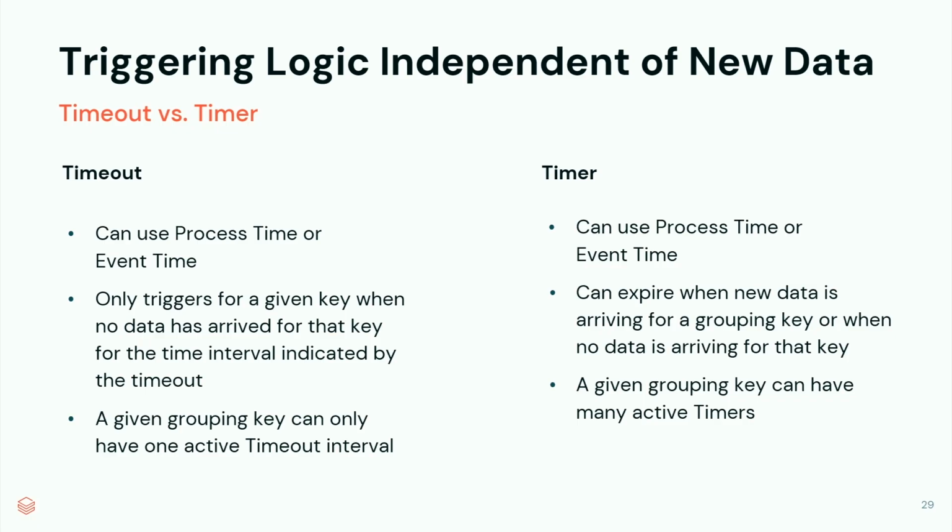But now we have timers. Timers, you can still use them just like timeouts, like we're using now. But for timers, you set a timestamp in milliseconds, and then the timer will expire. It doesn't matter if new rows are coming in. It doesn't matter if no rows are coming in for that given key. The timer will expire. With a timeout, you can only have one timeout for the entire grouping key specified. For a timer, you can have as many as you want for a grouping key.